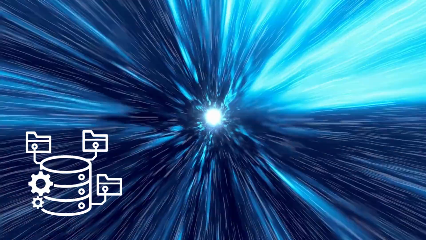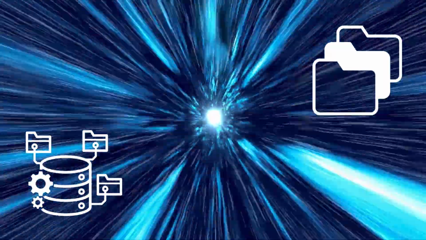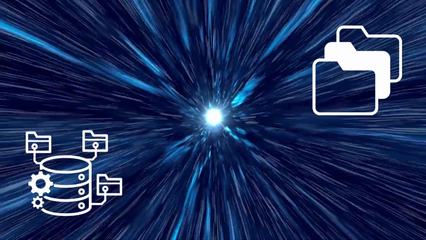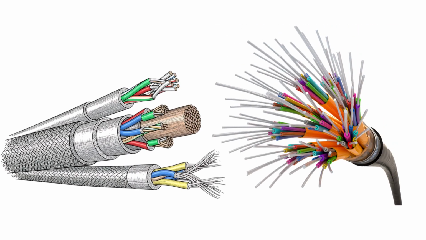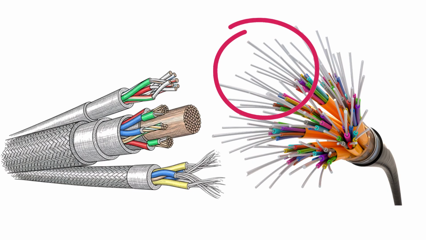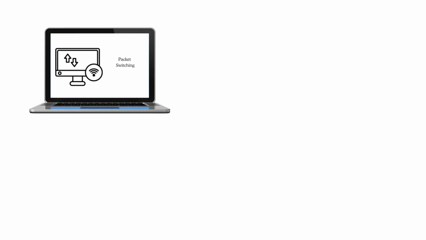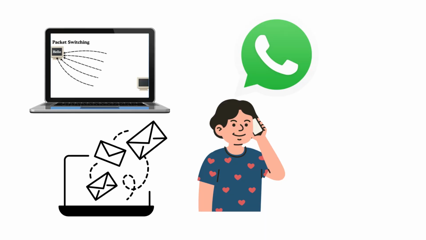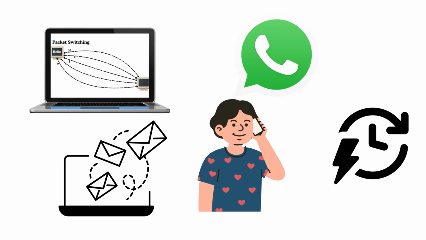In fiber optics, data travels in the form of pulses of light, and the speed is almost that of light itself. Inside each cable, there are thousands of fibers, and each fiber is thinner than a strand of human hair. It's through these cables that your YouTube videos, WhatsApp calls, and emails travel across continents within seconds.